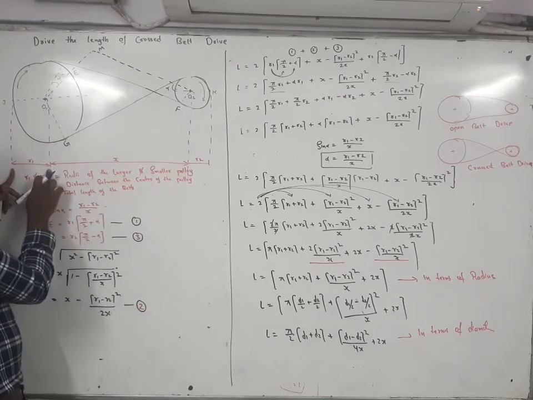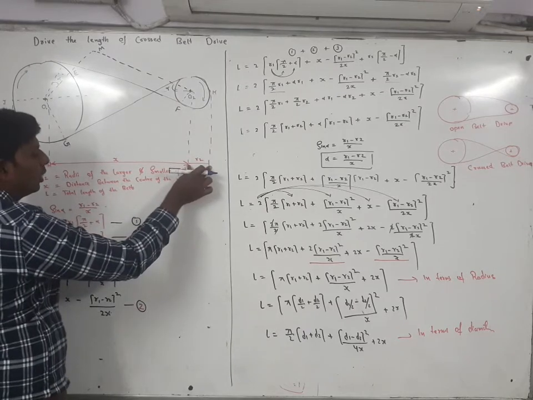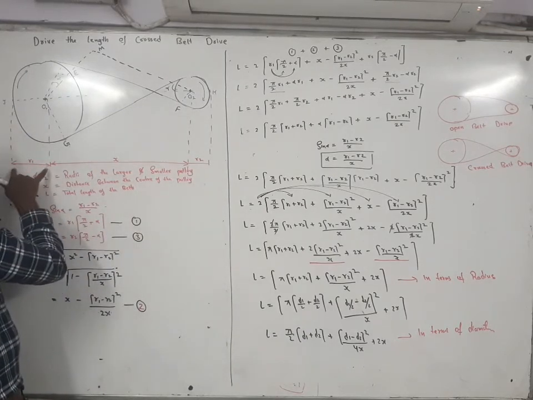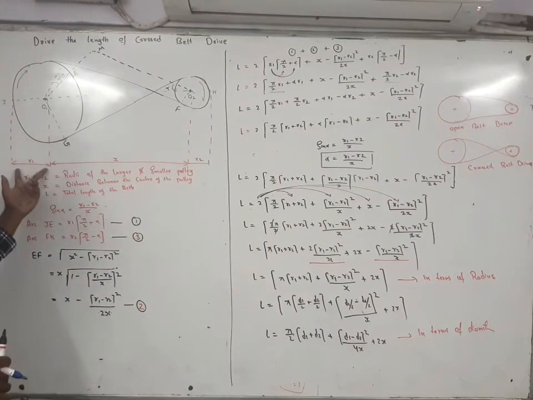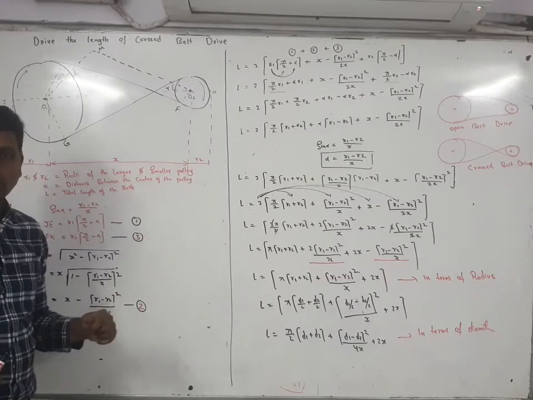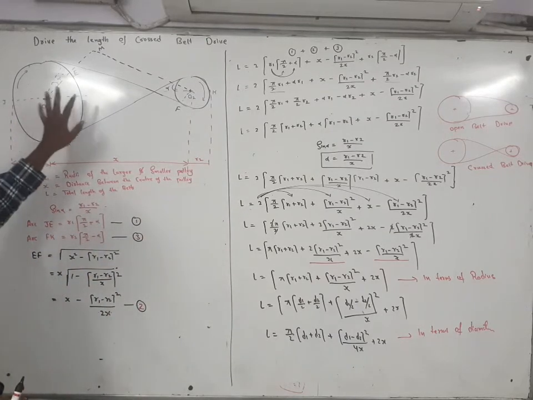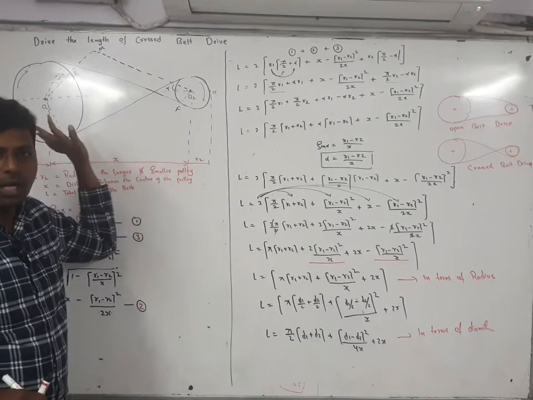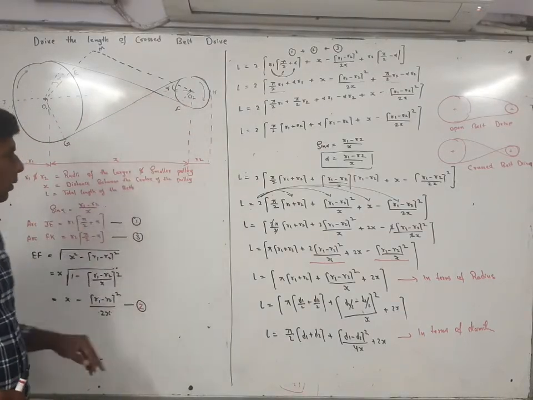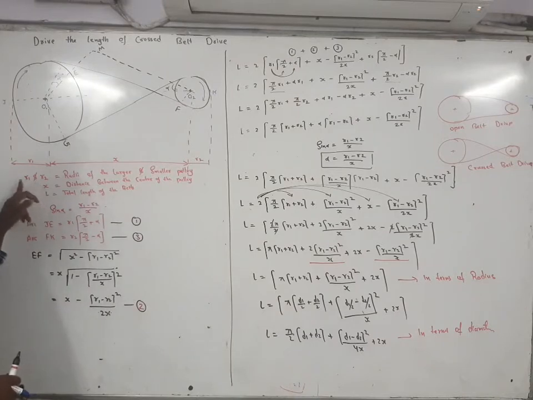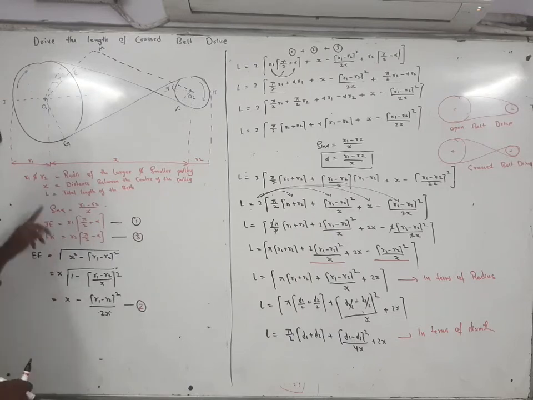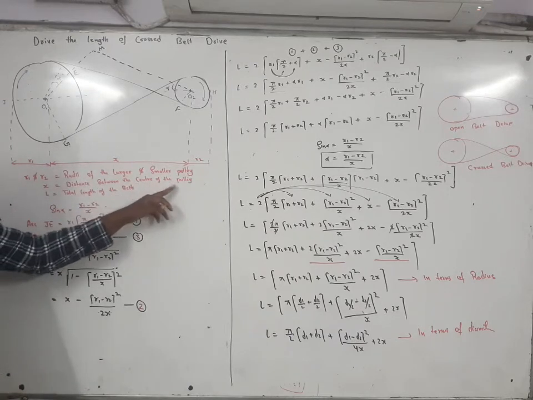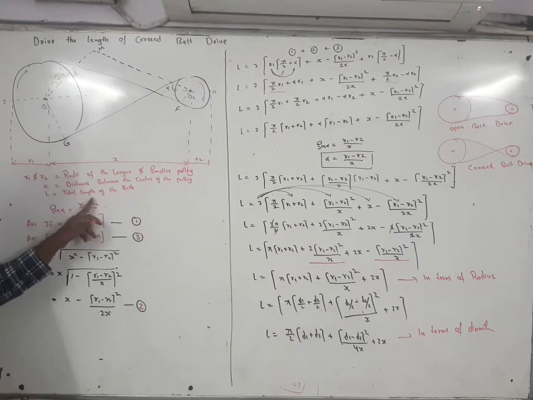The radius of this one is known as R1. The radius of this one is known as R2. This one is known as the driver pulley and this one is known as the driven pulley. R1 and R2 are the radii of the larger and smaller pulley. Same thing you have to write. X is the distance between the centers of the pulleys. L is the total length of the belt.